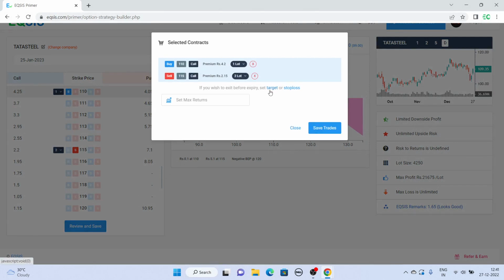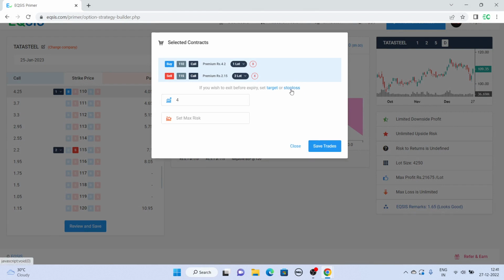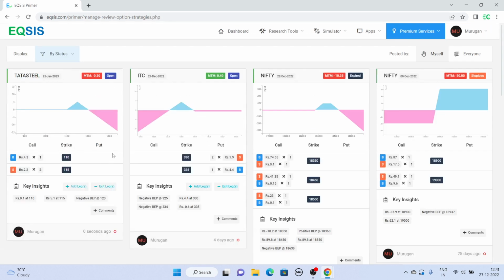I wish to set a target that I wish to make a profit if it is around 4 rupees. And if a collective loss goes to 4 rupees, I want to exit this particular strategy. Remember, the beauty is if I hit the save button, stating this is going to be saved. And of course, all our previous trades may be here.